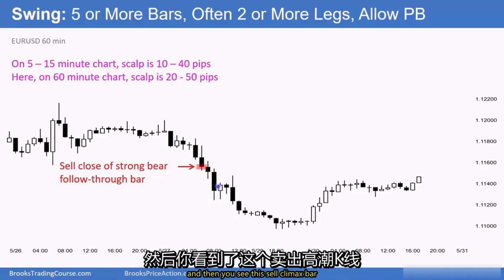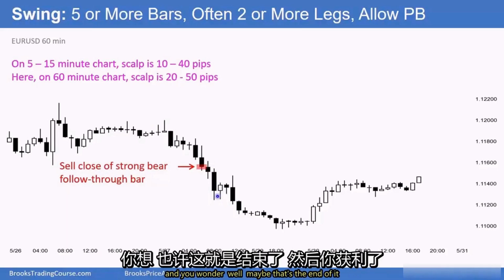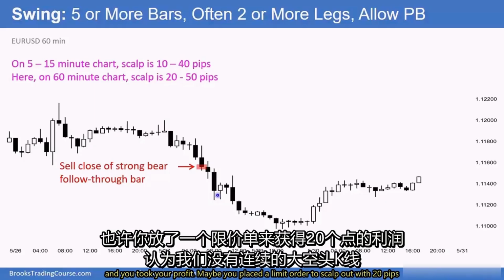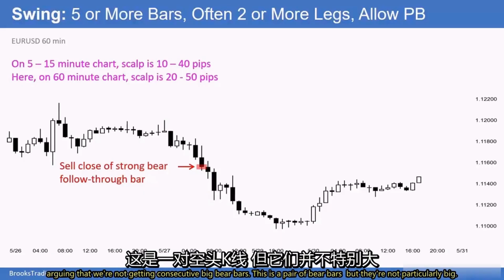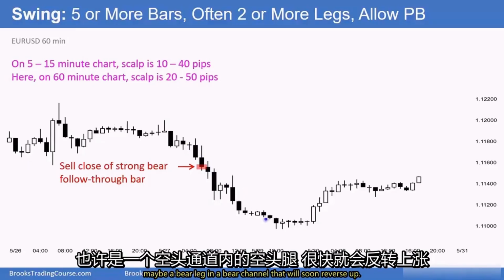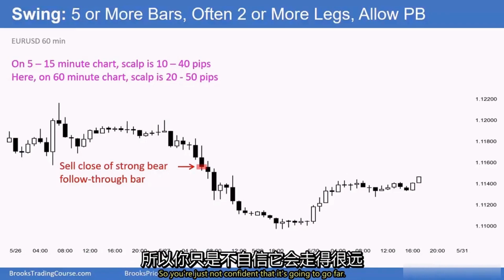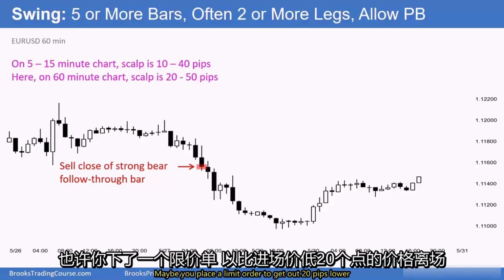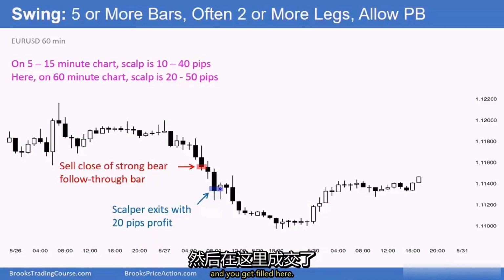And then you see this sell climax bar, and you wonder, well, maybe that's the end of it. And you took your profit. Maybe you placed a limit order to scalp out with 20 pips, arguing that we're not getting consecutive big bear bars. This is a pair of bear bars, but they're not particularly big. So maybe this is a bear leg in a trading range, maybe a bear leg in a bear channel that will soon reverse up. So you're just not confident that it's going to go far. Maybe you place a limit order to get out 20 pips lower, and you get filled here.